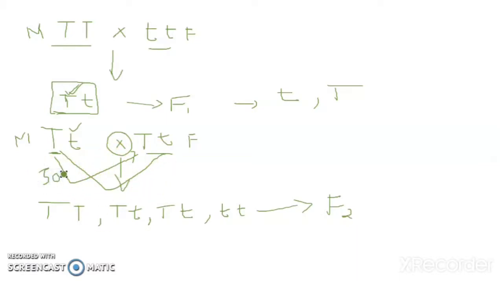And the other 50% chance is also the pollen grains of small t, which can combine with either the capital T of the female or the small t of the female. So it has a 50% chance of pollinating eggs of genotype T as well as of genotype small t. And as a result of random fertilization, the resultant zygotes can be of the genotypes capital T capital T, capital T small t, and small t small t. So these were the result of the F2 generation.